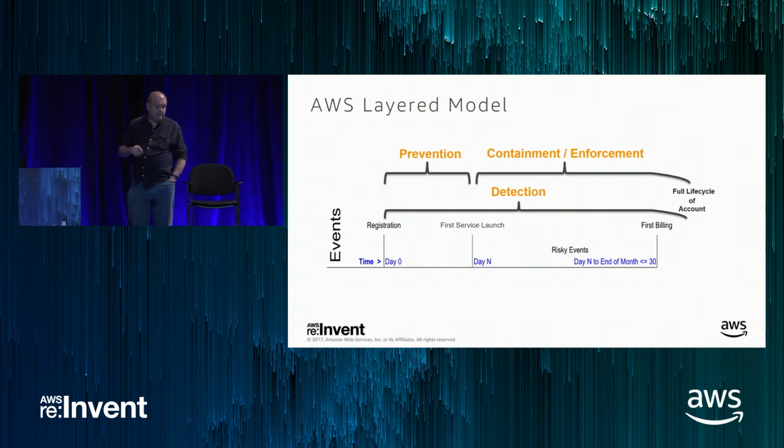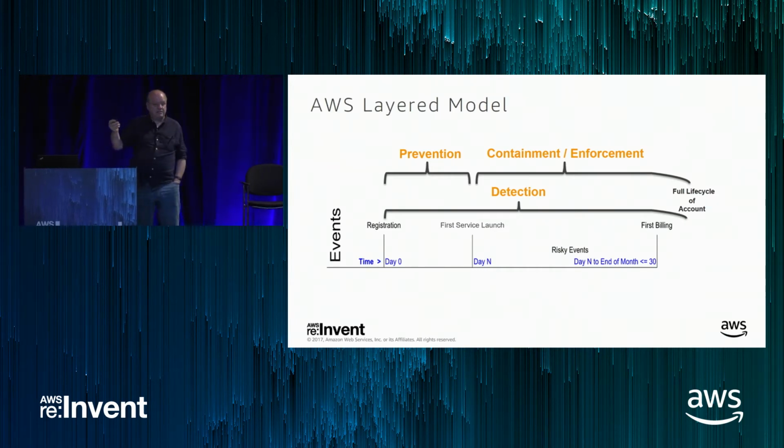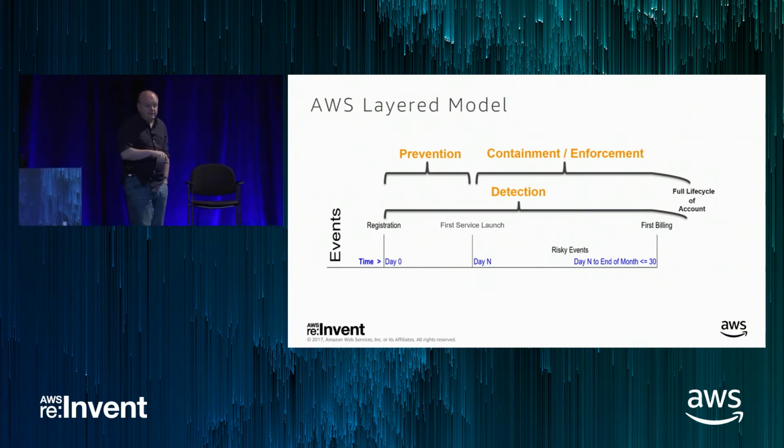You've got your registration, because there's a series of events that make it clearer that you want to do a deeper dive evaluation. But over the life cycle of an account, you've got your prevention, which happens between registration and your first service launch. So we actually have time post-registration to still take an action against an account that we count as prevention, because you never did anything, right?